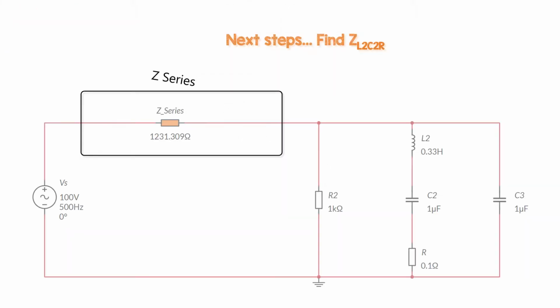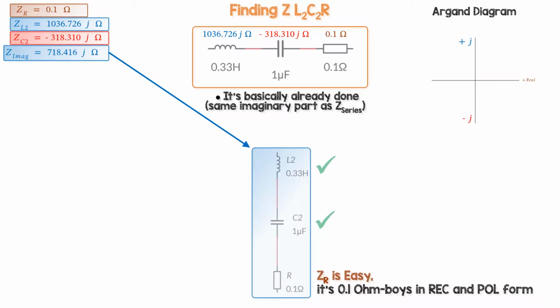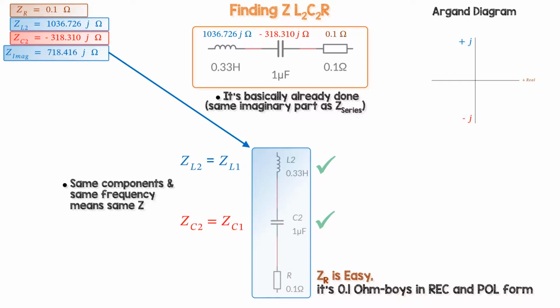Now we found Z series. I chose to find the series branch within the parallel branch, called ZL2C2R. It's basically already done because we've got the same imaginary parts, because the inductor and capacitor are the same values at the same frequency. The only difference from Z series is the amount of ohmic resistance, the real part. Instead of 1000 ohms, it's 0.1 ohms.